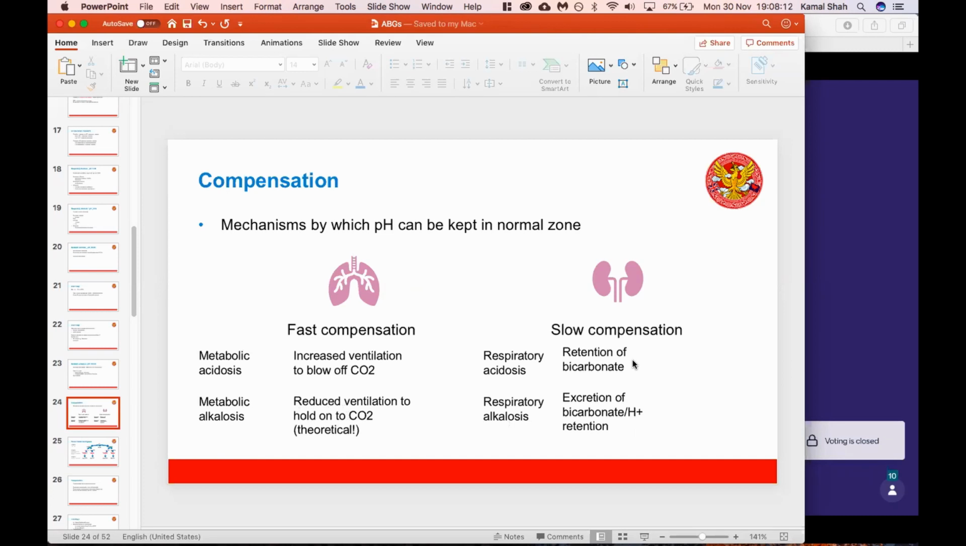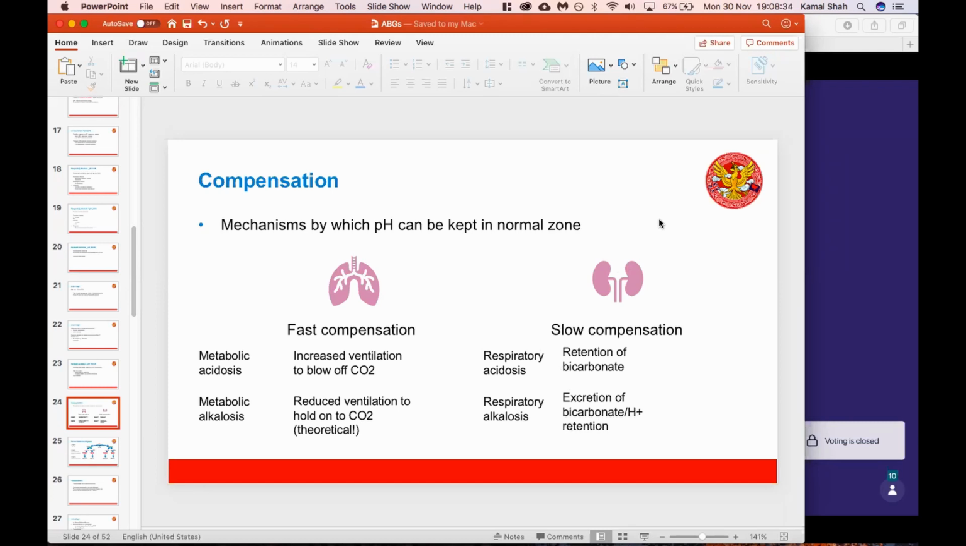Now, moving on to respiratory acidosis. So if we retain this bicarbonate, we can correct the pH. And if we've got a respiratory alkalosis, if we excrete the bicarbonate or retain these protons, we can keep the pH in its normal zone.